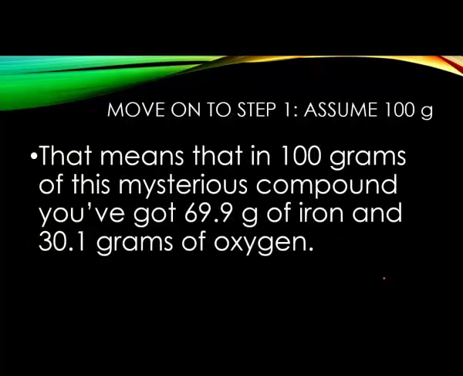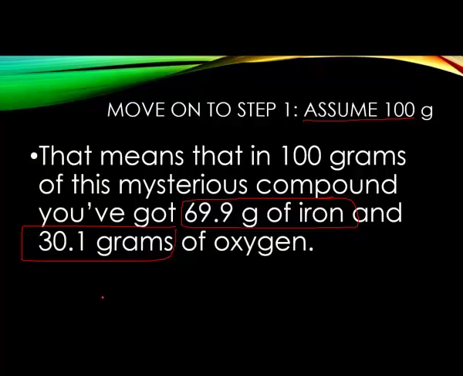All right, step number 1. Assume you have 100 grams. All you're going to do is change the percents into grams. So now we have 69.9 grams of iron and 30.1 grams of oxygen. Look back at your notes. What is step number 2? What do we do now?